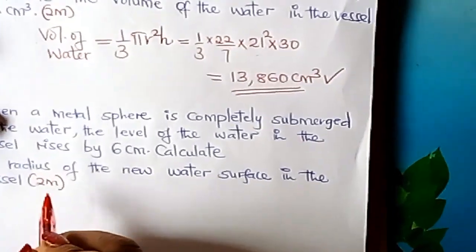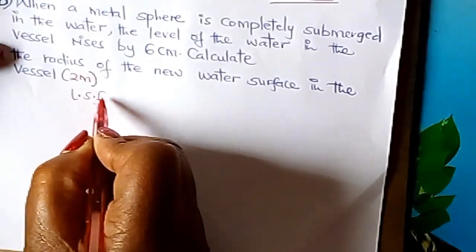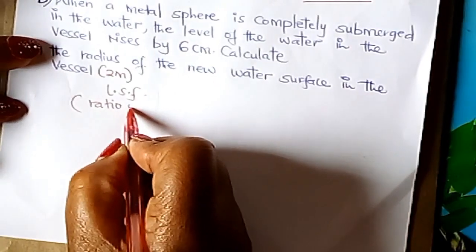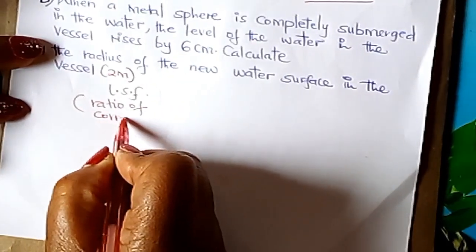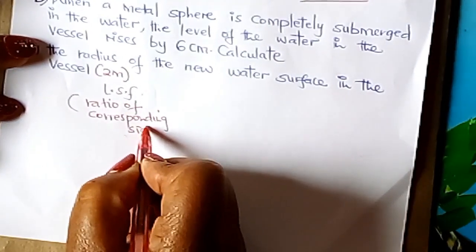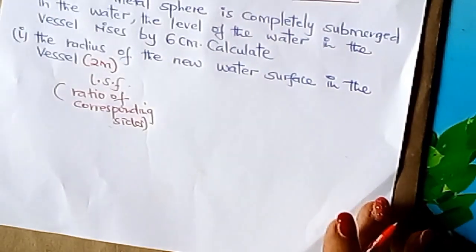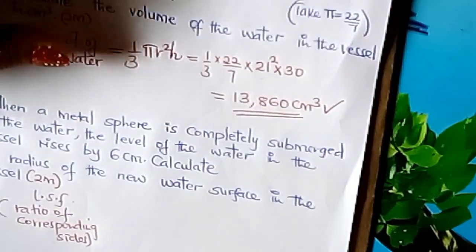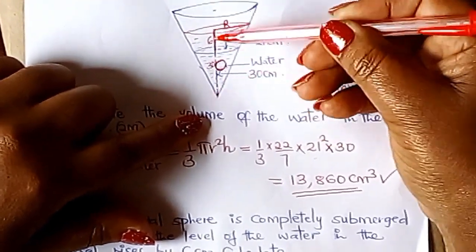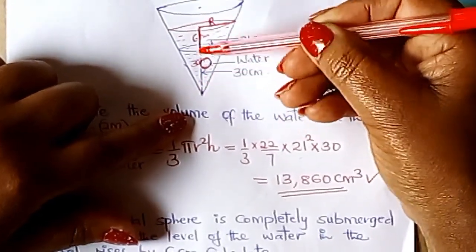You use what we call linear scale factor. In other words, you use the ratio. Linear scale factor is the ratio of the corresponding sides. So you come and talk of what? Small height. Look at this, Lana. Small height over capital height of the water. Small height over capital height.